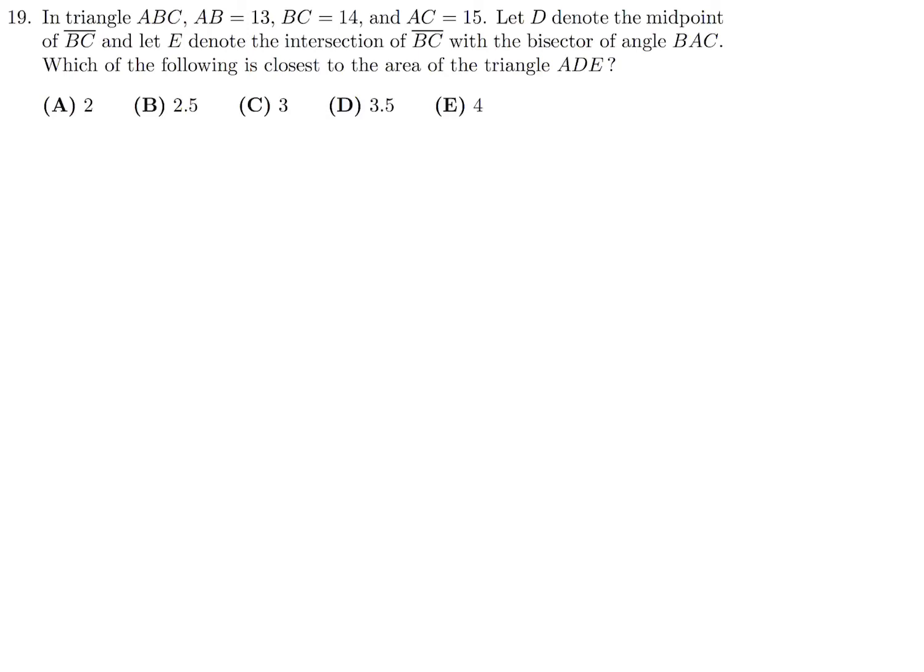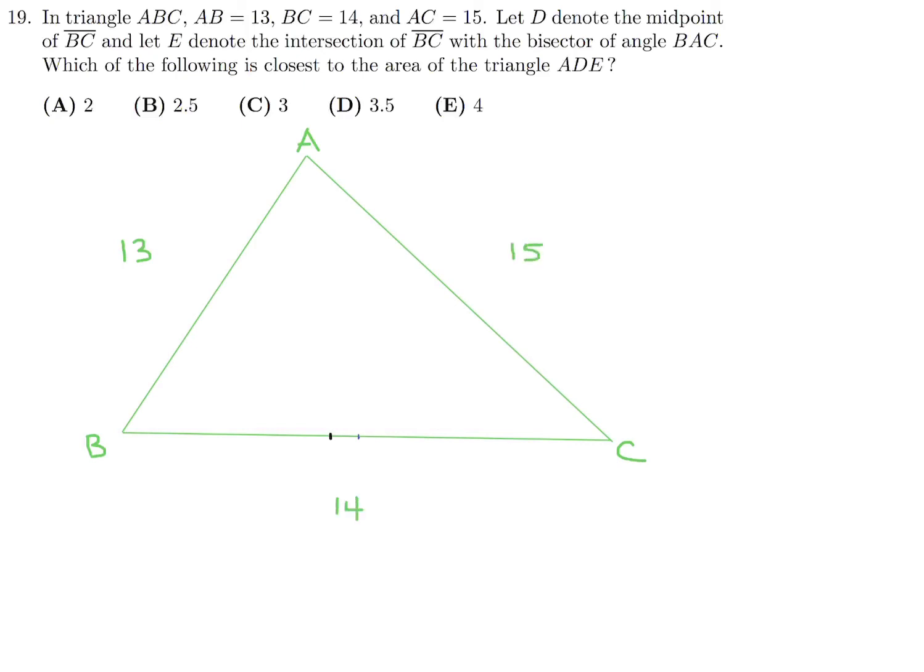In triangle ABC, AB is 13, BC is 14, and AC is 15. Let D denote the midpoint of BC, and let E denote the intersection of BC with the bisector of angle BAC. Which of the following is closest to the area of triangle ADE? All right, we need a diagram for sure. Okay, first let's label this A, B, and C. This is our triangle. AB is 13, BC is 14, and AC is 15.